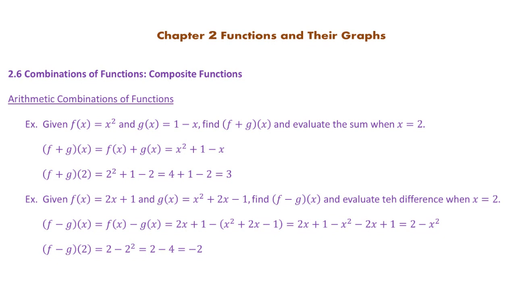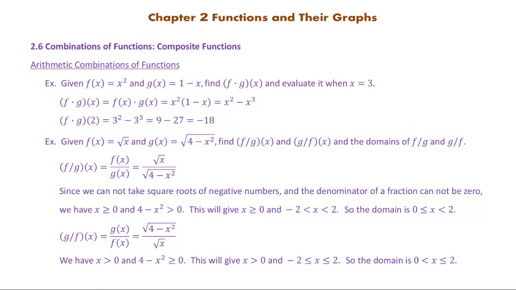And you're going to combine the like terms, and get 2 if you add those two ones, and subtract the x squared. And the f minus g at 2 is just 2 minus 2 squared. If you plug in 2 for x in the whole thing, you get 2 minus 4, which is negative 2. Okay, so that's pretty straightforward.